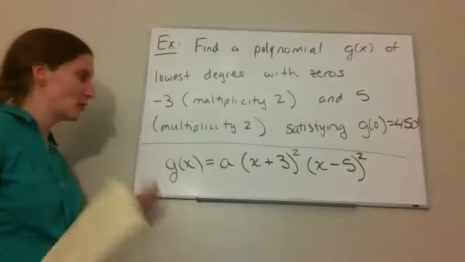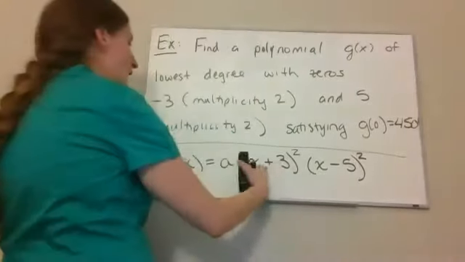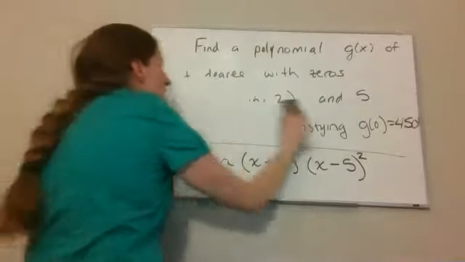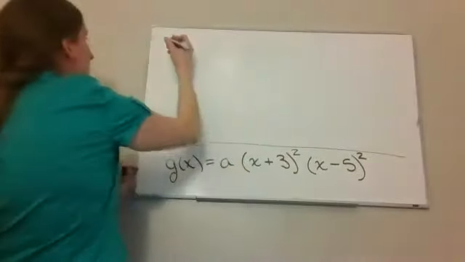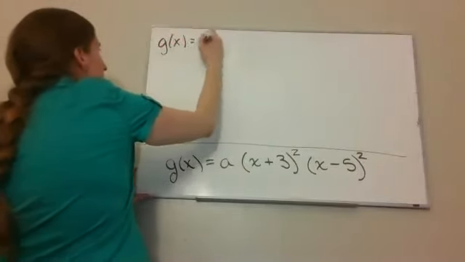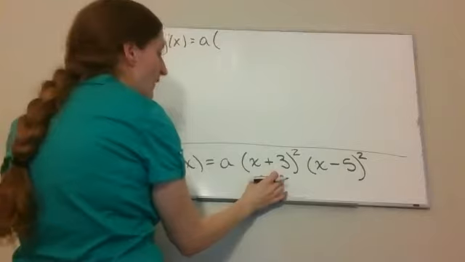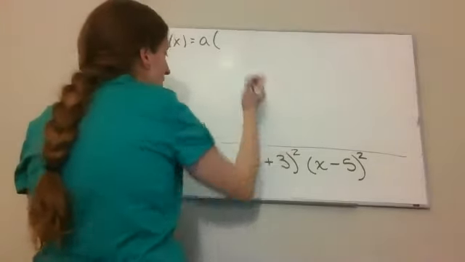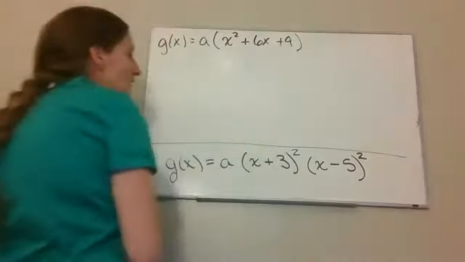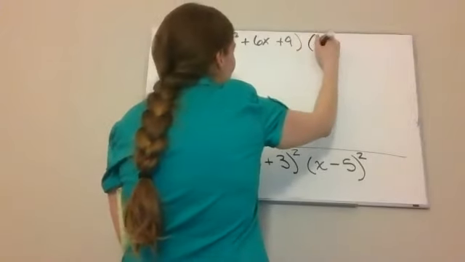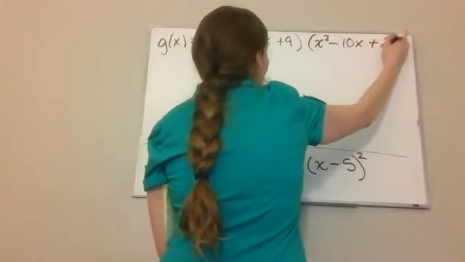So now I'm going to multiply all this stuff out to figure out what g is. I'm going to take care of squaring these individually first. So we have g of x equals a times x plus 3 squared, remember, is x plus 3 times x plus 3, and you distribute. I'll get x squared plus 6x plus 9. Similarly, for the x minus 5 squared, we get x squared minus 10x plus 25.